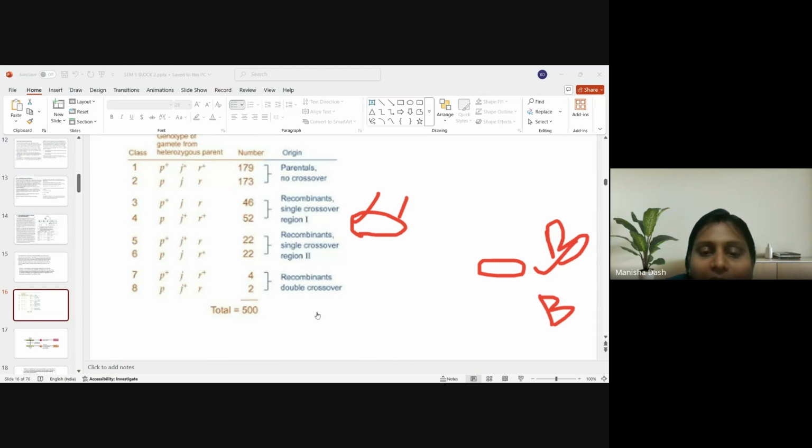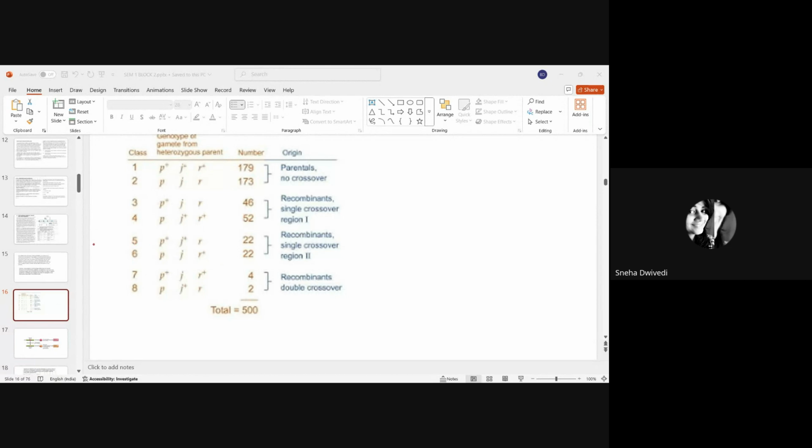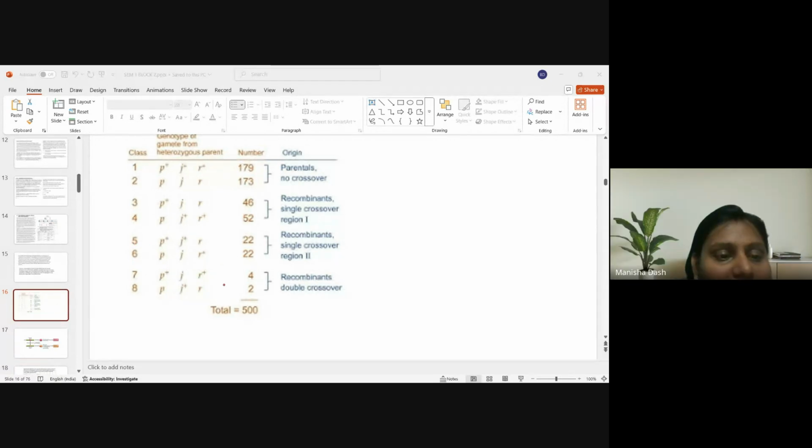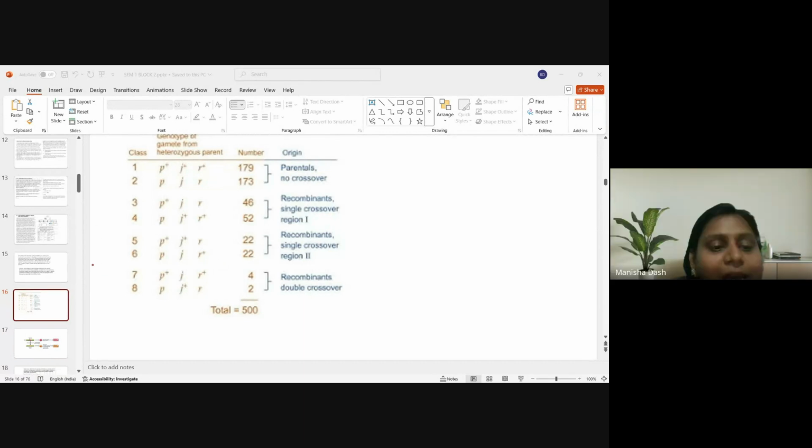just compare the parent with the double crossover and tell me what you expect, which gene should be present in the middle. J plus. What about the others? The terminals are changing and this middle one is always the same. Here, if you compare these two, the P and R stayed where they were, but only one gene is changing position. Instead of J, what you are having is J plus. So definitely J is present in the middle.